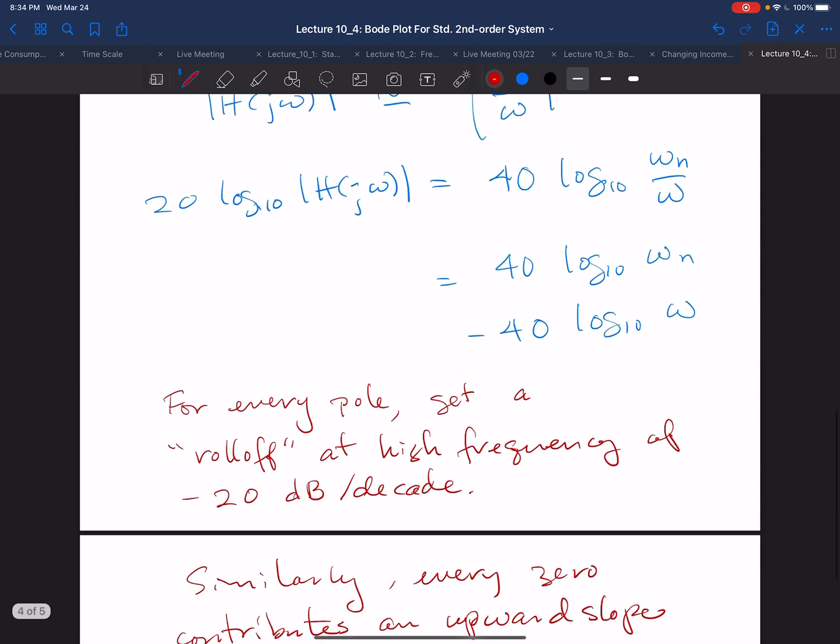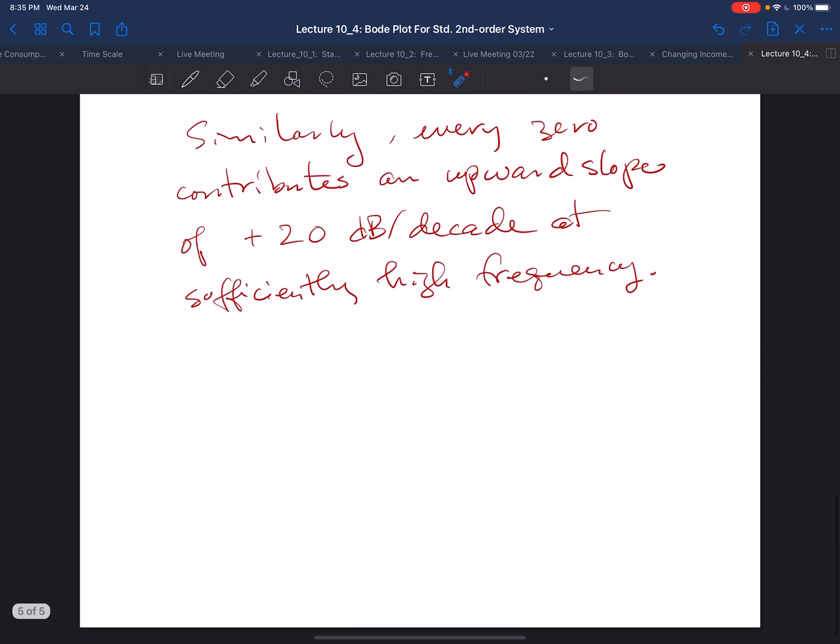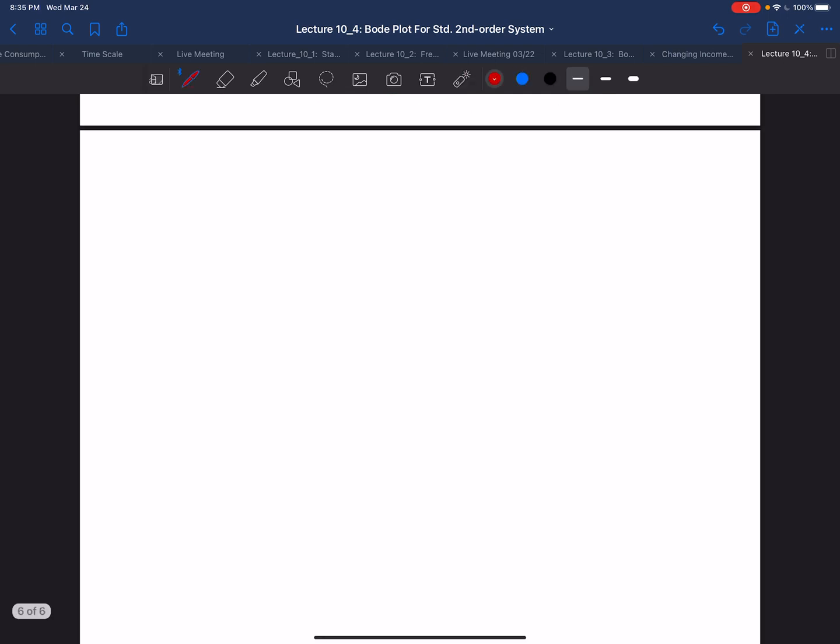Let's get back to our standard second order system. So we have our low frequency asymptote, which is a horizontal line at 0 decibels. And then our high frequency asymptote is given by this equation. Now, where are those two asymptotes going to intersect? Obviously, that's going to occur when this high frequency asymptote is equal to 0 decibels, and that will be when omega is equal to omega n. So we can now sketch the piecewise linear approximation of the magnitude curve of our Bode plot.